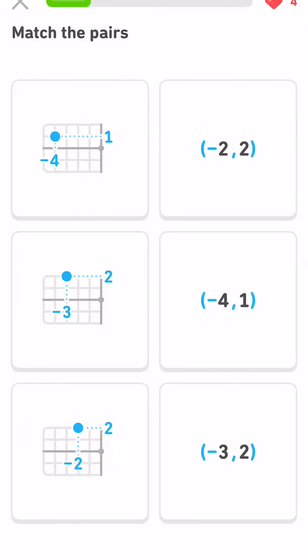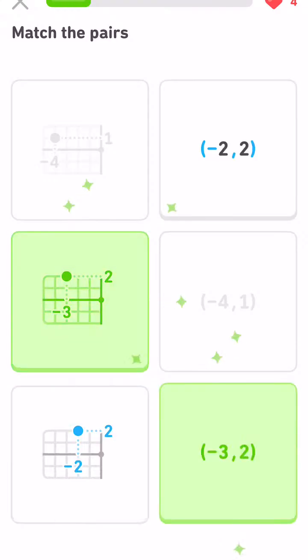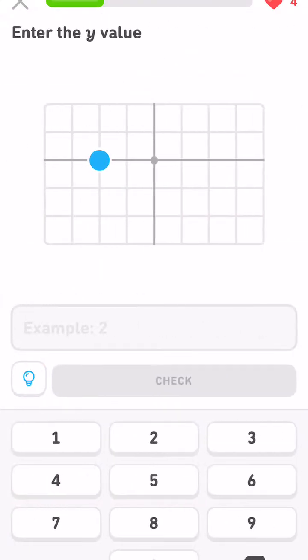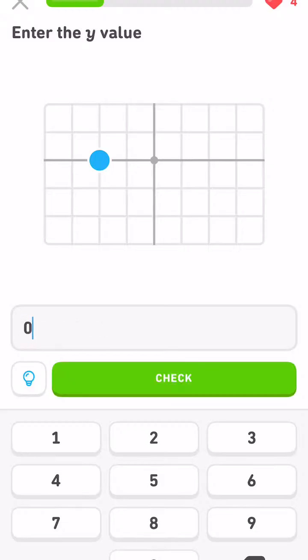All right, we have x at -4, y is 1, -3, 2, -2, 2. The y value here, so x is 0, y is... Oh, wait a minute. X is -2, y is 0.